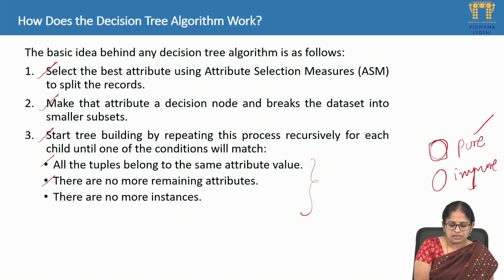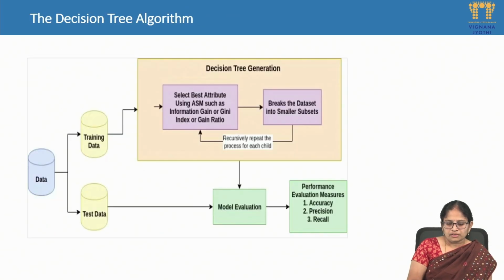The second termination condition is there are no more remaining attributes to select and test at the node level. And the third one is there are no more instances to further split the dataset into smaller subsets. So this is the algorithm that we use to construct the tree, and this is the basic structure of the algorithm.